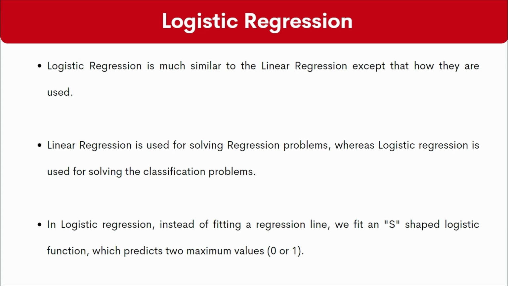In linear regression we have fitted a straight line, right? Here in logistic regression, instead of fitting a regression line, we fit an S-shaped logistic function which predicts two maximum values, 0 or 1. So if it's a binary classification like heart disease yes or no, diabetes yes or no, Titanic survival prediction yes or no, that's a classification problem, right? In that case you can go with logistic regression, and it will give an S-shaped curve instead of a straight line.